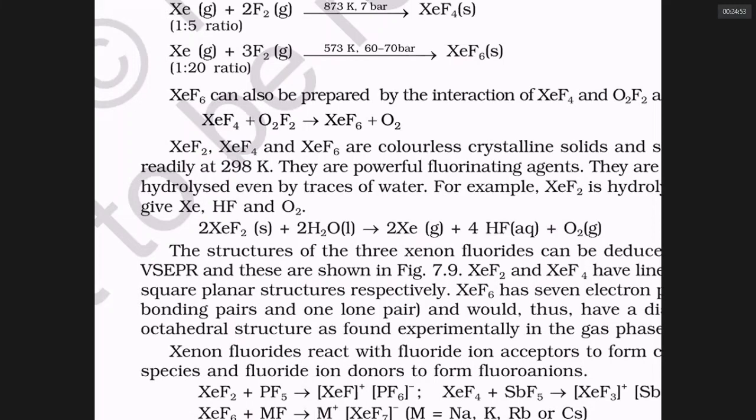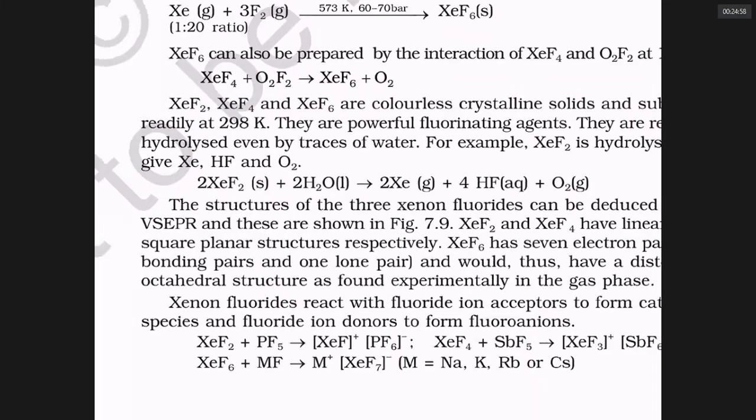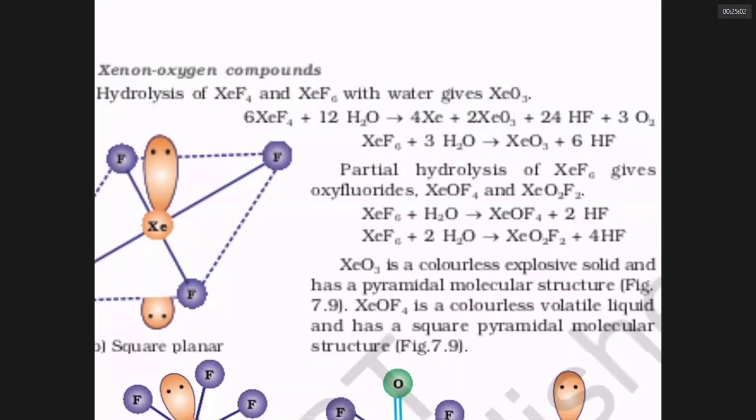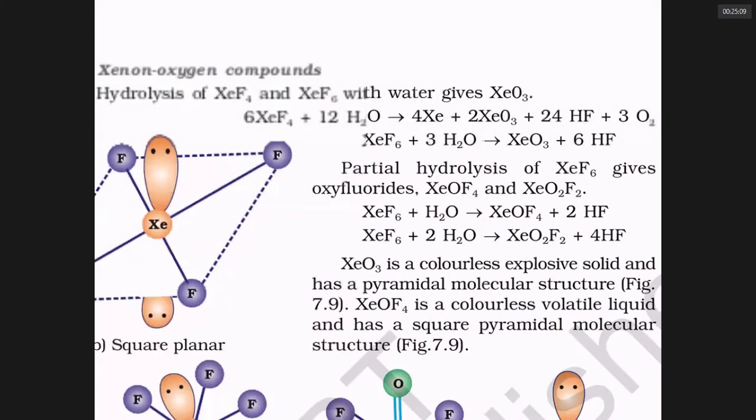Sir, hydrolysis of XeF4 is very important. That has appeared in IIT mains exam many times. Hydrolysis means reaction with water. When 6 XeF4 reacts with 12 water molecules, you are getting 2 Xe and XeO3. Xenon is in zero oxidation state in Xe. In XeO3, xenon is in +6 state. Notice XeF4 has Xe in +4. +4 xenon is becoming 0 xenon and +6 xenon.